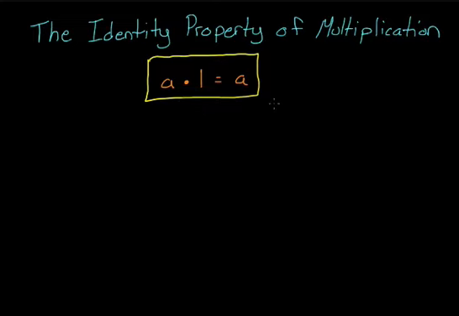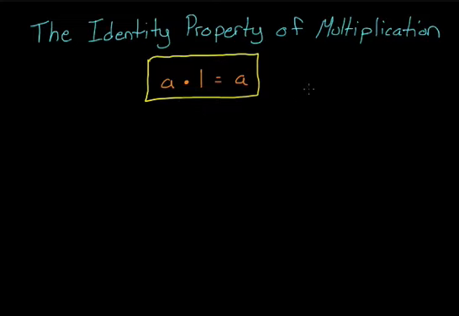Now, since we're dealing with the concept of 1, it is important to note that 1 is also equal to, or can be represented by, a fraction where the numerator and the denominator are the same. So let's say we have a numerator n and a denominator n that represents 1 or 1 whole. So let's see the identity property of multiplication at work.